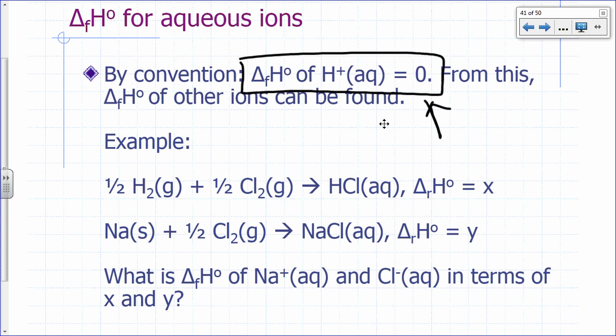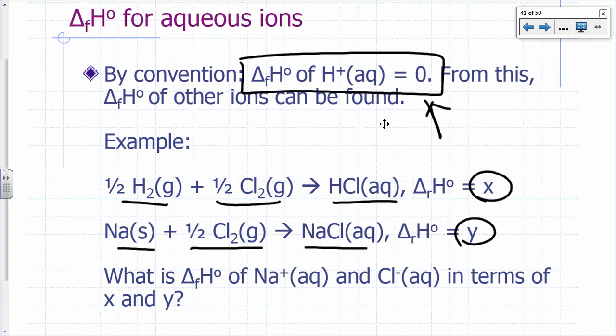So if I were to say, let's say this reaction right here, 1/2 H2 gas plus 1/2 Cl2 gas gives me HCl aqueous. Okay? Let's say the delta H formation of that is X. Alright? And let's say I determine the delta H for the reaction of sodium and Cl2 gas to form sodium chloride aqueous is Y. Based on this information, can you calculate delta H formation of sodium ions and chloride ions in terms of X and Y?